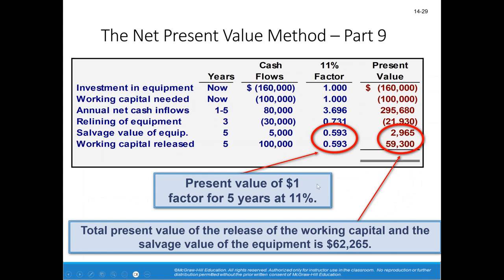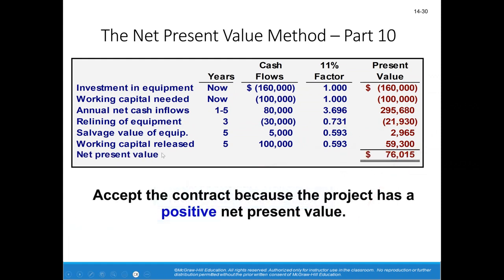So basically, the present value of one factor, present value of one of the release of the working capital and the salvage value of the equipment is 62,000. So the net present value, this assumes that after 5 years, we sell the equipment, we get our working capital back. And so in year five, not only would we get $80,000, we would also get 105,000. So the cash flow in year five is going to be 80 plus 5 plus 100, 185,000.